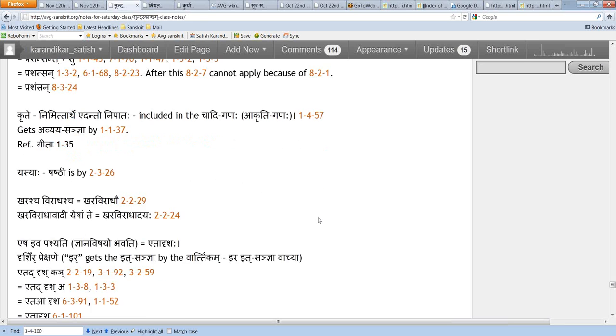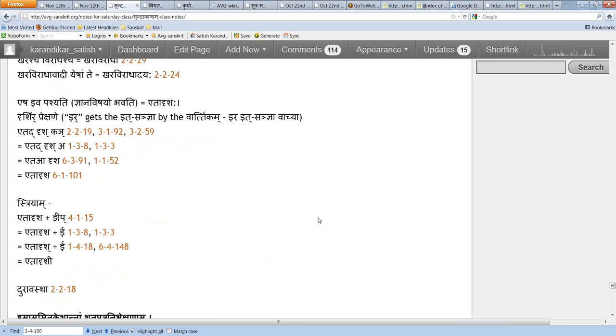Now this is the word Etadrisha. So Esha Iva Pashyati. Jnana Vishya Bhavati Etadrishaha. One who looks like this, who appears like this. Etad means basically like this. Etadrisha. This is also an Upapada Samasaha. This is Prekshane. Drish gets its sanya by Drish being sanya vacha.